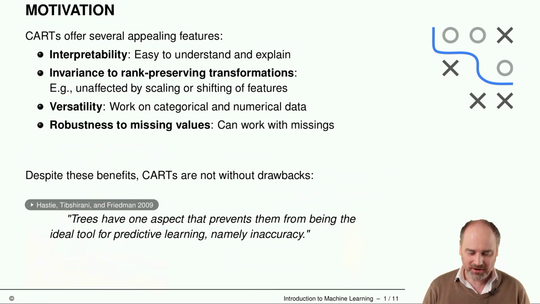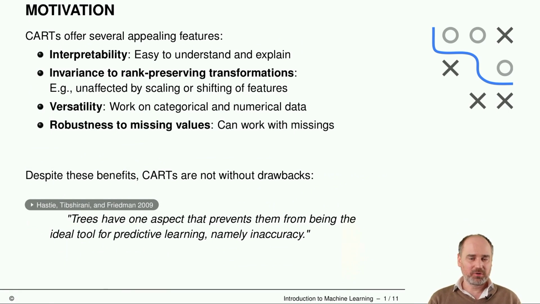Okay, so let's start. We have discussed the CART algorithm before, so classification and regression trees by Breiman. That actually has quite a few appealing features. It's quite interpretable, so it's easy to understand, it's easy to explain, because it's a simple decision tree.